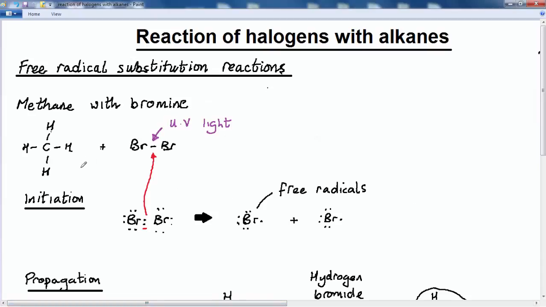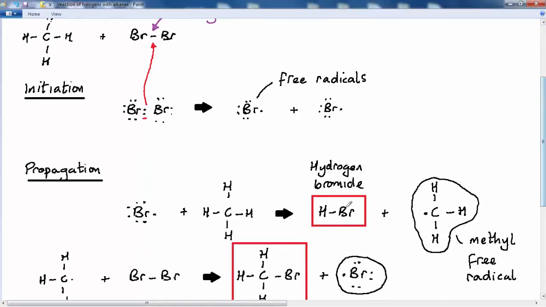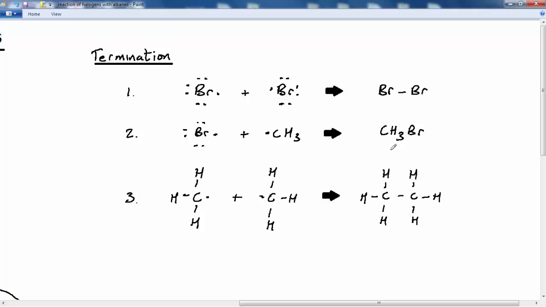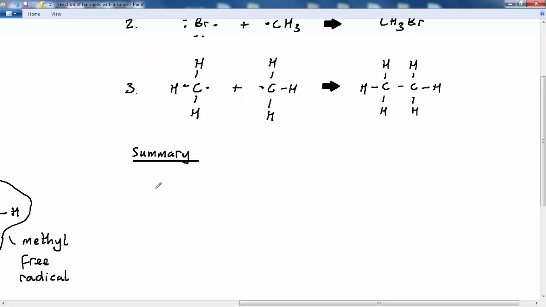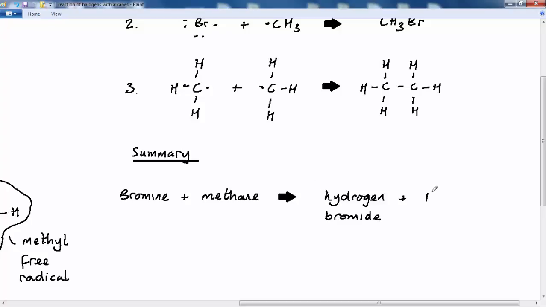What we've actually got in this reaction are three possible products. One of them is hydrogen bromide, another is bromomethane, and another one is ethane. As a summary, the reaction between bromine and methane can result in the production of hydrogen bromide, bromomethane, and ethane.